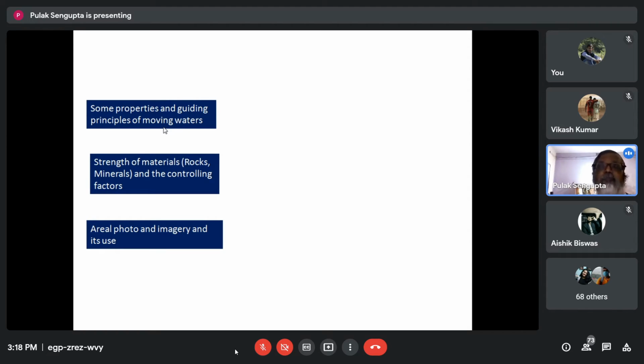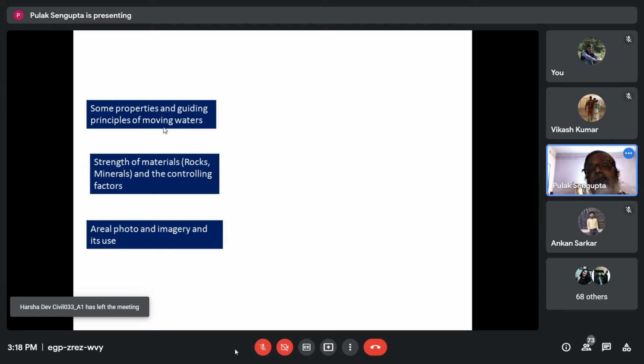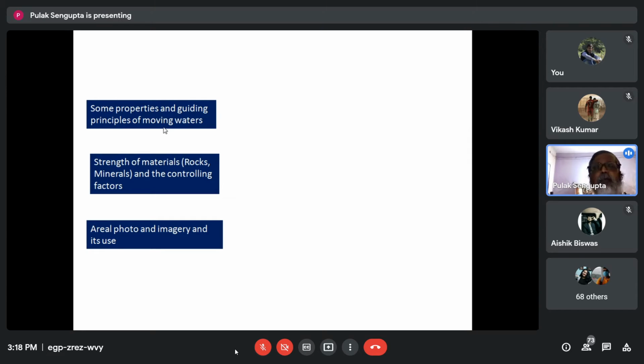Of course, this is a big subject. This is called fluid dynamics, and it's not possible for me, neither do I have the expertise, to touch upon each and every property of that. I will pick up a few things which I feel would be of interest and important for our course. The second one will be the strength of materials, and the factors that control the strength of materials. I will be mainly dealing with natural materials, rocks and minerals, but science is science, so you can apply it anywhere.